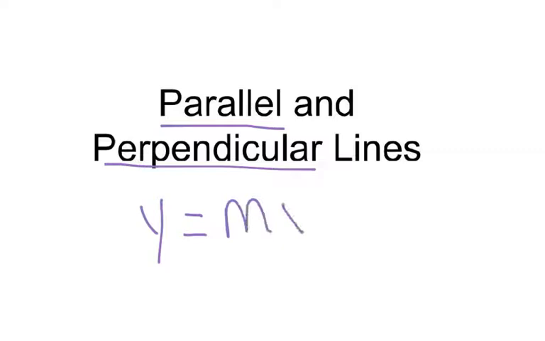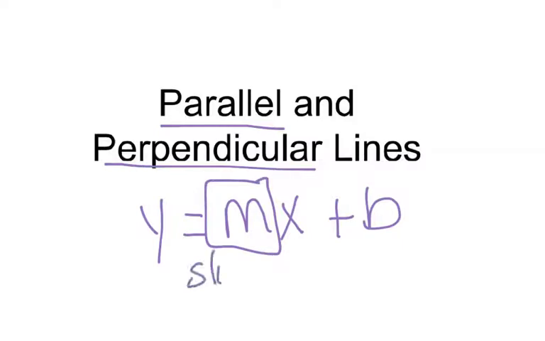We're going to talk about parallel and perpendicular lines. So we have parallel lines and perpendicular lines, and how that relates to the slope, y equals mx plus b. M is the slope, and parallel and perpendicular lines relate to each other depending on their slope, and b, which is their y-intercept.